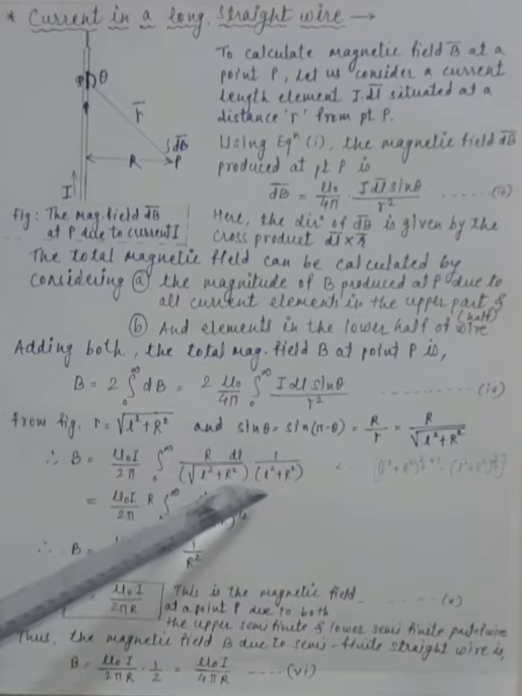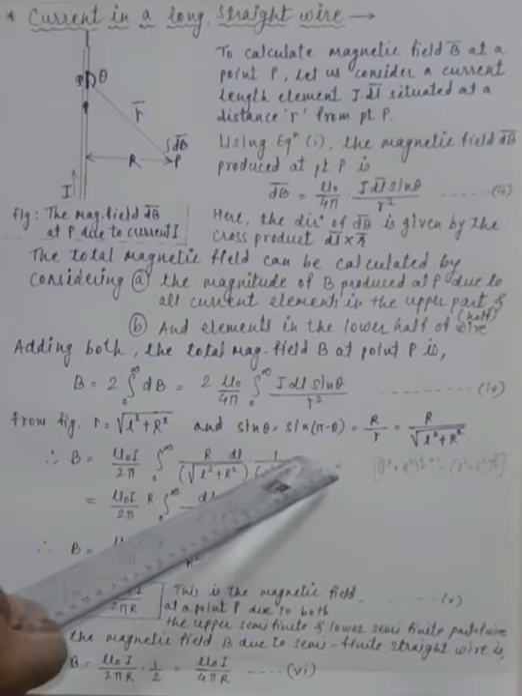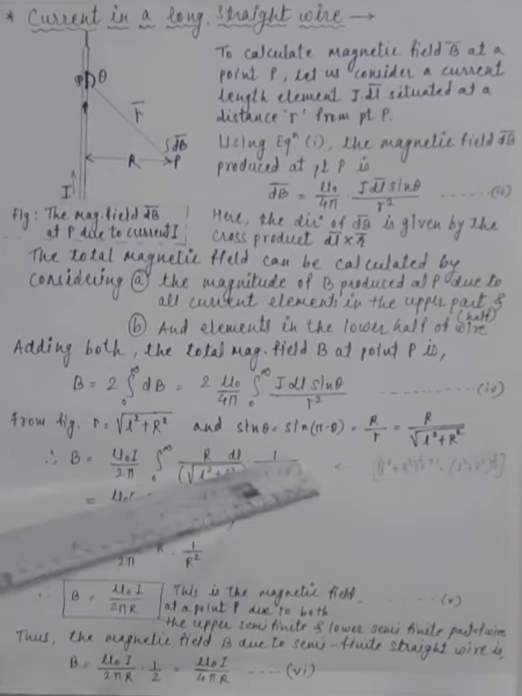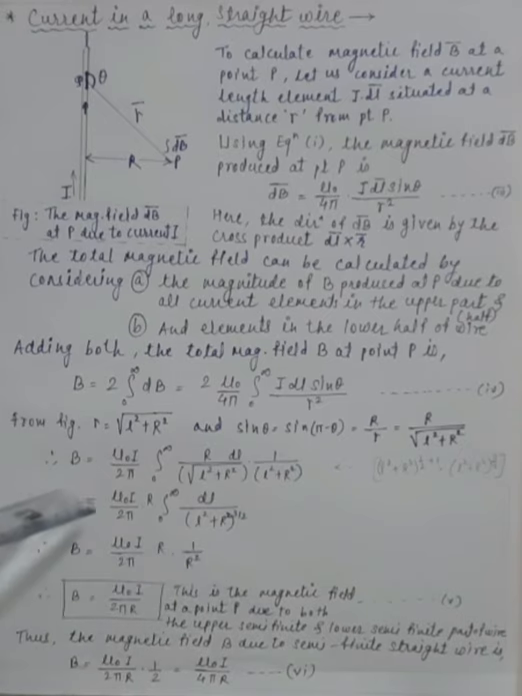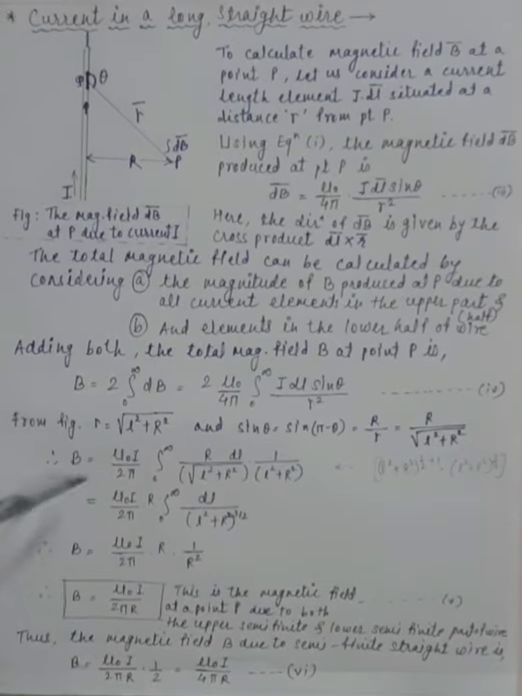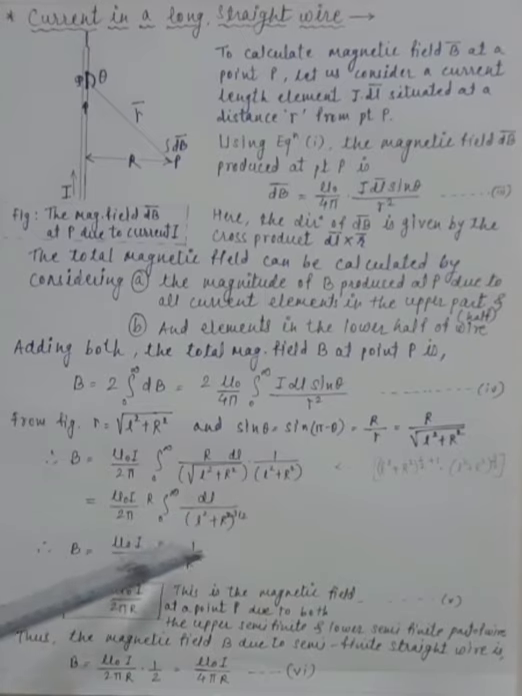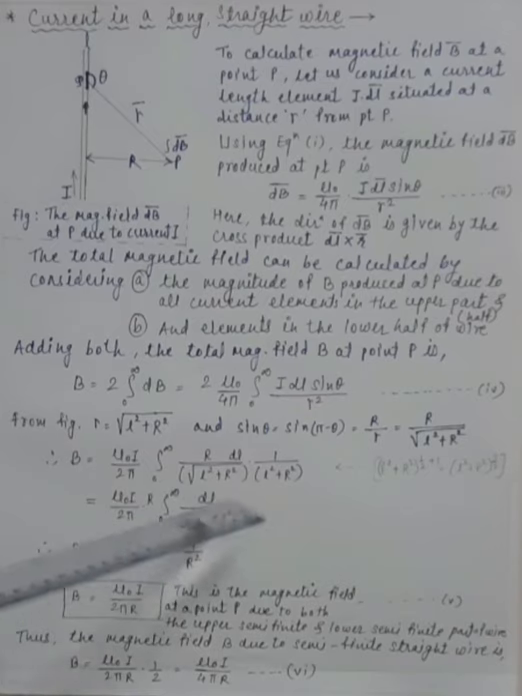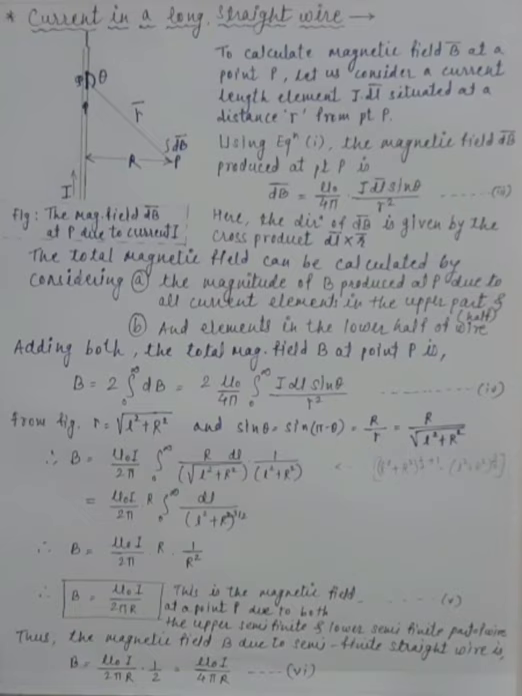Now here L square plus r square is to half and L square plus r square is to 1. Half plus 1, therefore it is 3 by 2. Hence the equation becomes B equal to mu 0 I upon 2 pi into r. R is a constant distance, so it can be written outside the integration sign. Integration from 0 to infinity dl upon (L square plus r square) raised to 3 by 2.